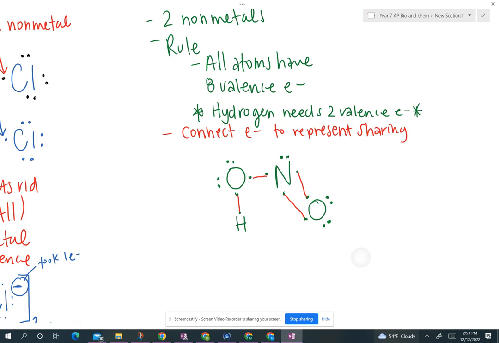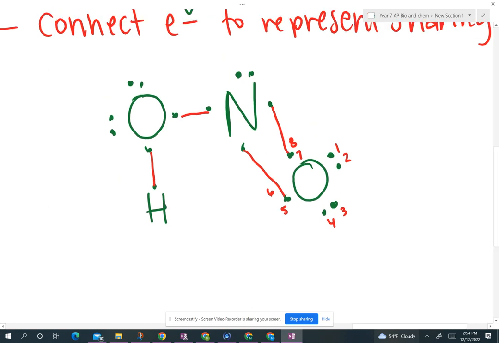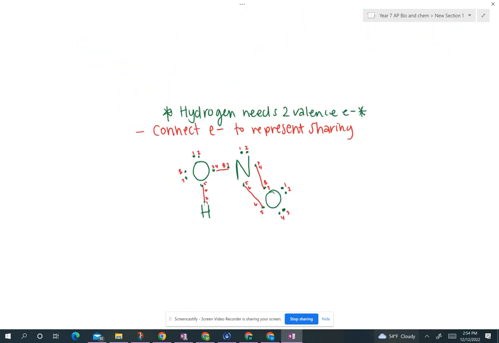So to double check if this is correct, all I would have to do is count these off, and the bond counts as 1. So I see that that oxygen has 8. This also has 8. This has 8, and then hydrogen just needs 2, so 1 and 2, and I'm good. So I can see that this is a perfectly good covalent bond that I would have.